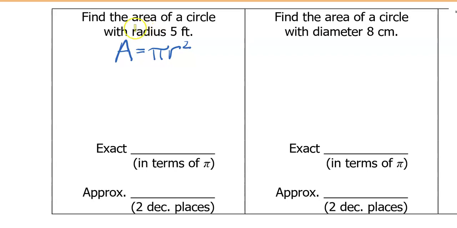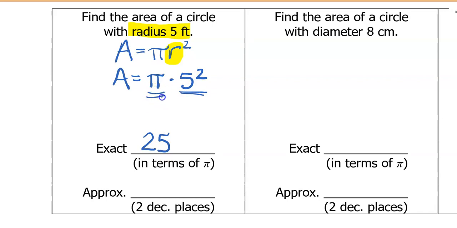Then read through your question again, see what it told you. The radius is 5 feet, so that's going to go in obviously for r. So I have pi times 5 squared. On the blue and white calculator, you can type it in with the pi button, but you don't really need to. Just focus on everything else. 5 squared is 25, and oh yeah, we were also multiplying by pi. So 25 times pi is your exact area.